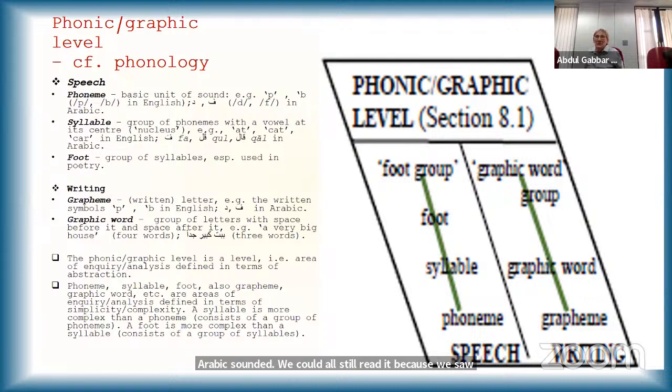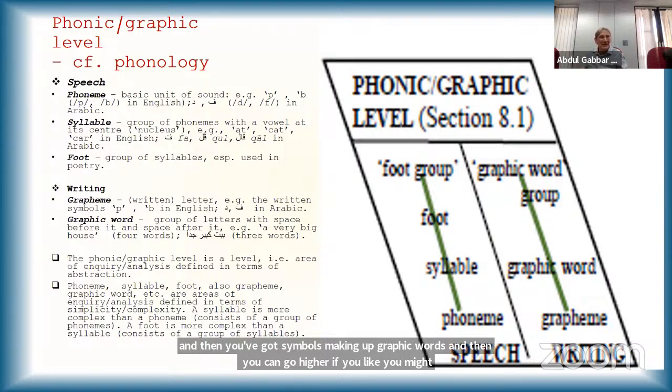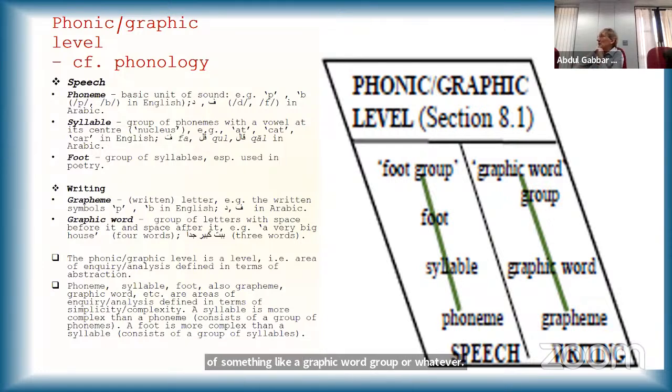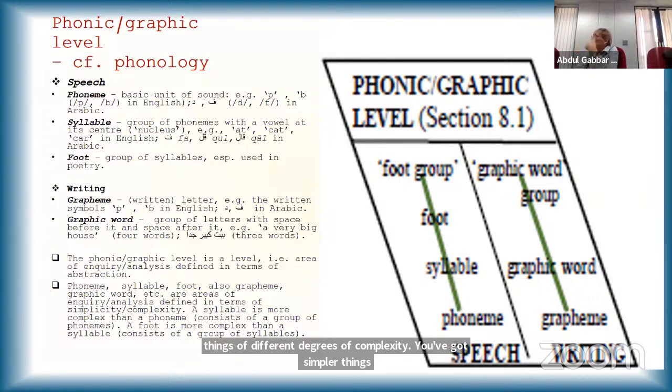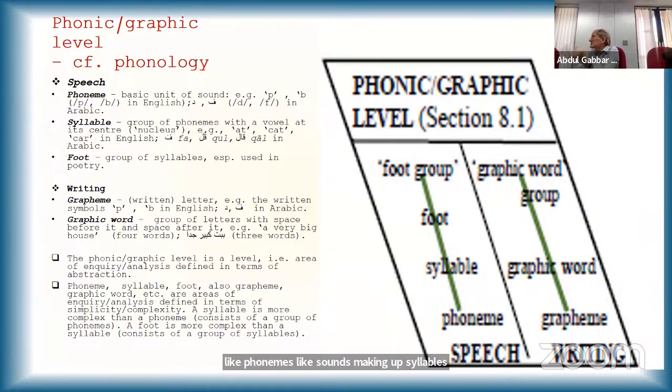So, and then you've got symbols making up graphic words, and then you can go higher if you like. You might think of something like a graphic word group or whatever. So the point about here, as I said before, is that you haven't got things of different type. You've got things of different degrees of complexity. You've got simpler things like phonemes, like sounds making up syllables. You've got syllables making up what is sometimes called feet in English, so groups of syllables. And they're all of the same type, but they're becoming progressively more complex.